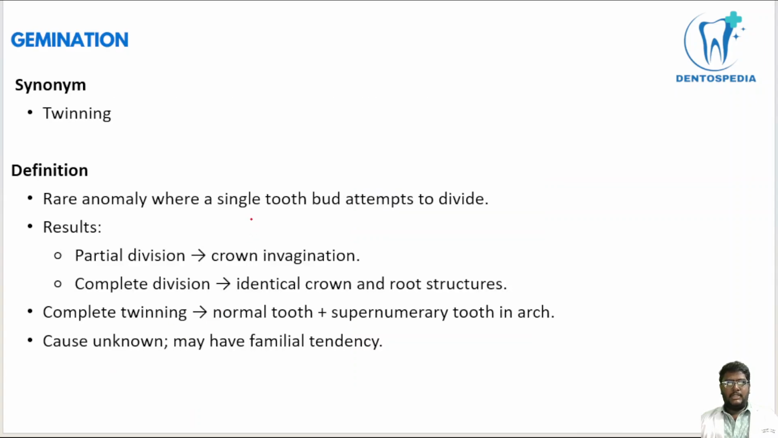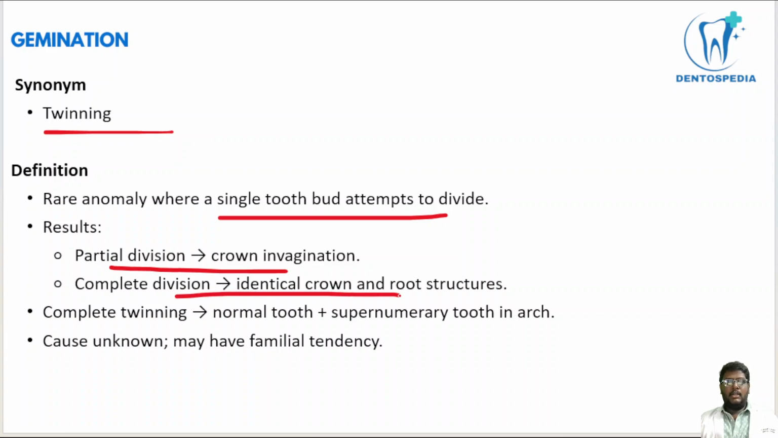Coming to the gemination, it is also called twinning. Here, a single tooth bud is attempting to divide into two. Okay, it is quite opposite to the fusion. Partial division can result in crown invagination. Complete division can result in two separate tooth structures with crown and root. Complete twinning can result in formation of two structures, that is, a normal tooth and a supernumerary tooth in the arch.